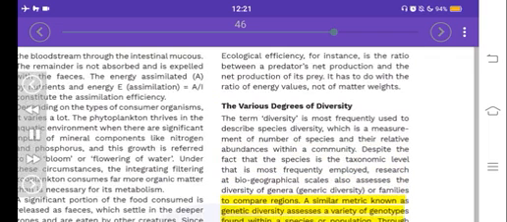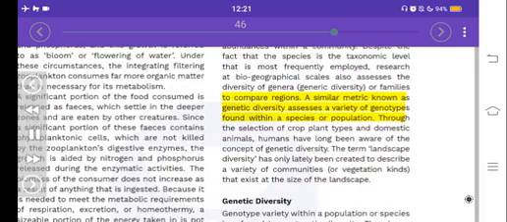A similar metric known as genetic diversity assesses a variety of genotypes found within a species or population. Through the selection of crop plant types and domestic animals, humans have long been aware of the concept of genetic diversity. The term landscape diversity has only lately been created to describe a variety of communities or vegetation kinds that exist at the size of the landscape.